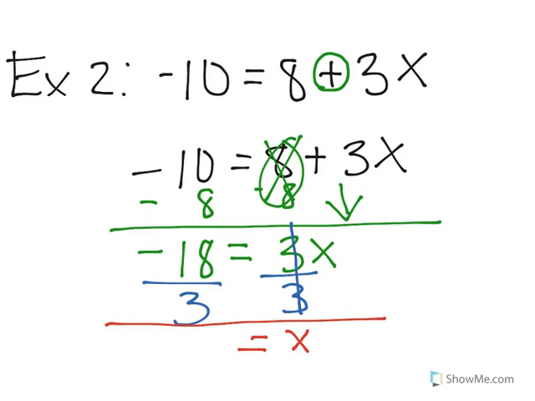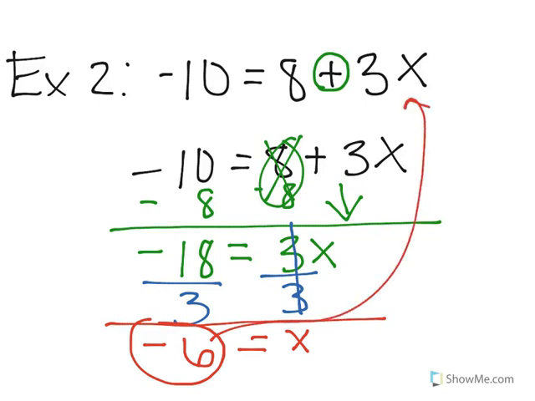And negative 18 divided by positive 3 is going to, well, negative divided by positive is going to be a negative, and 18 divided by 3 is 6. So x is going to equal negative 6. Well, let's plug this back into my equation to make sure that I did this correctly. So I'm going to plug this right back into here.